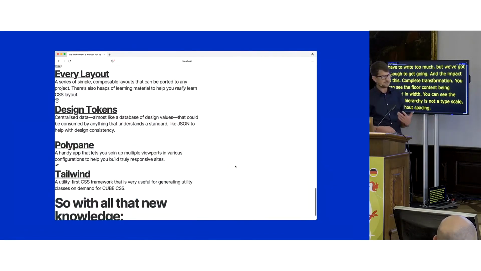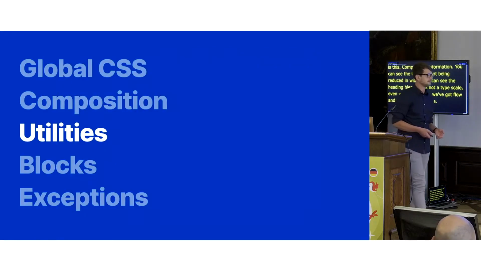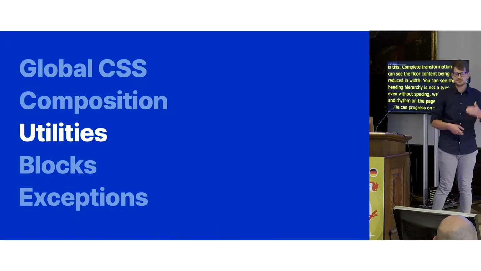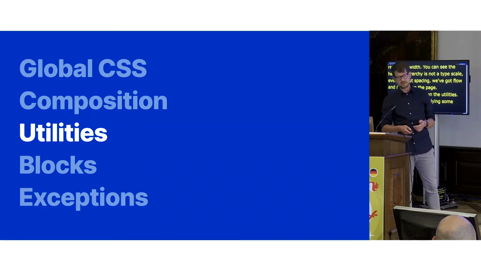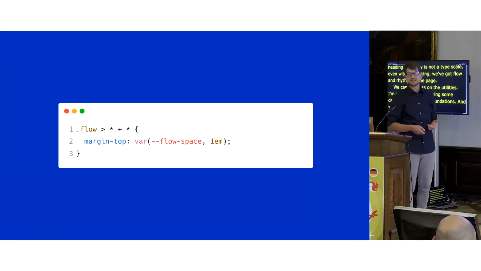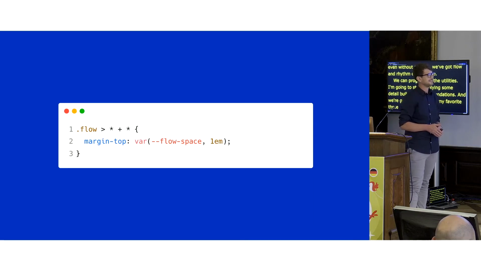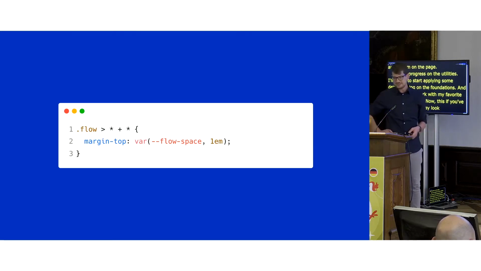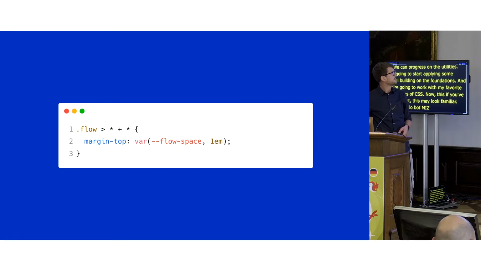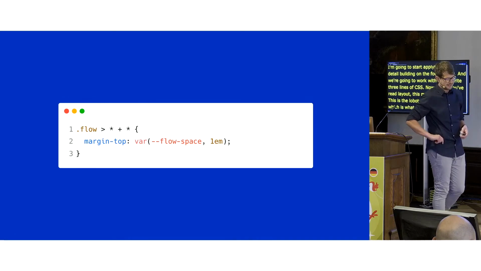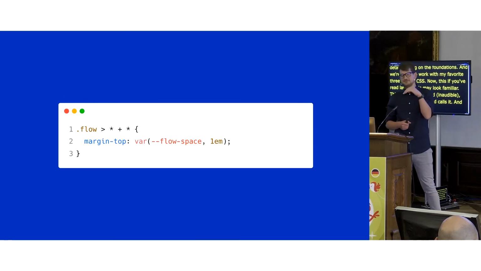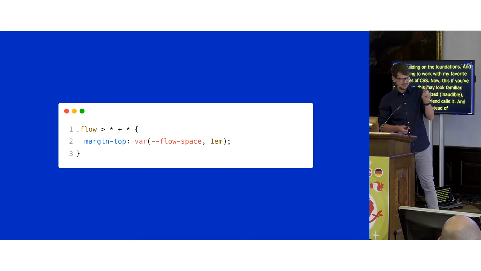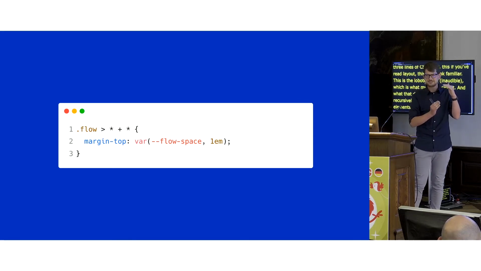So we can now start to progress on to the next part of CUBE, which is the utilities. I'm going to start applying some detail. We're just building on the foundations. And we're going to work with my favorite 3 lines of CSS. Now this, if you've read Every Layout, will look very familiar. This is what's called the lobotomized owl selector, which my good friend Heydon coined. And there's also the source of many debates between Heydon and I, which is the arrow combinator that goes with it too. And what that does is, instead of recursively selecting all the sibling elements like the owl selector, the arrow selector gives you that direct child relationship.